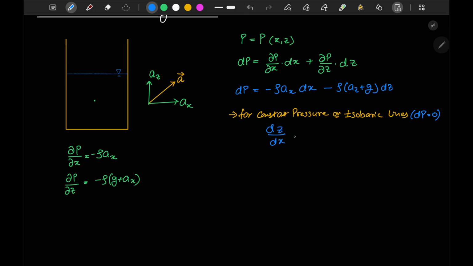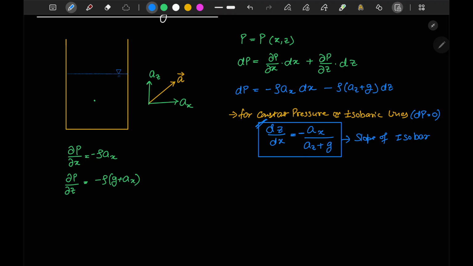So dz by dx is equal to ax upon az plus g, with a negative sign. So this here is the slope of the isobar. And if both values are constant, this slope will be constant, and the value will be a negative slope.